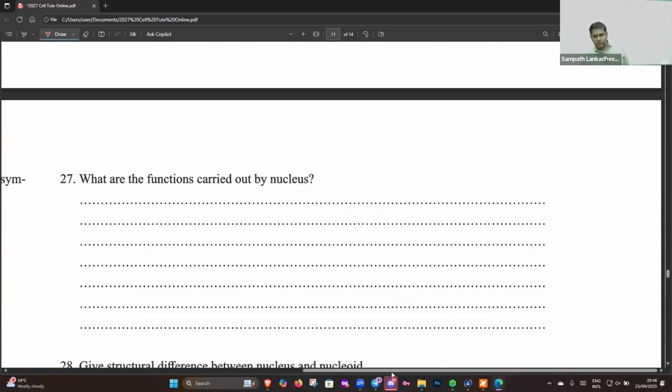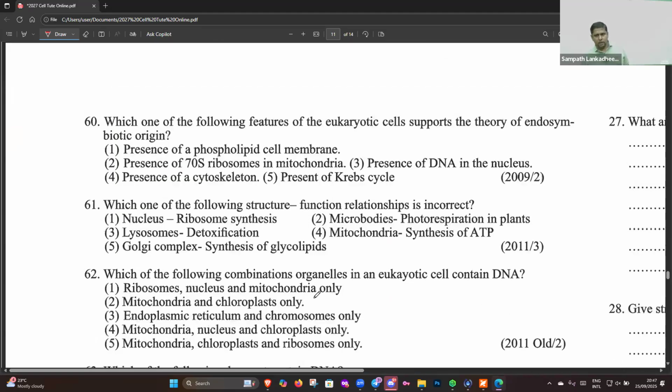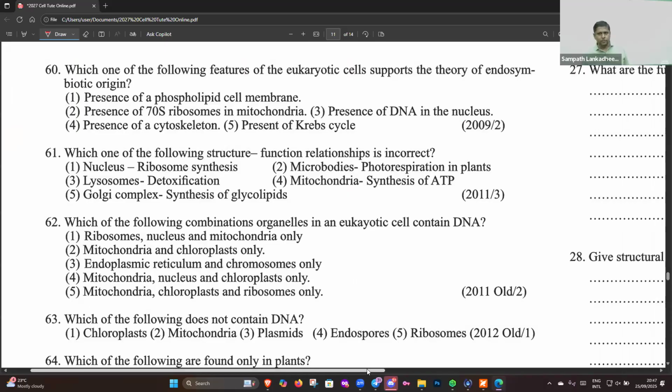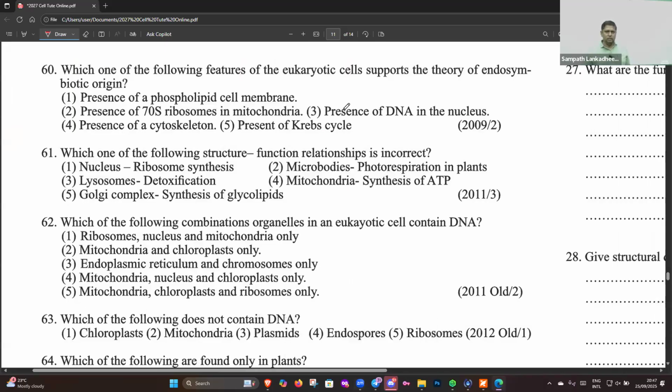So moving up. Question number 60. Which of the following features of the eukaryotic cell supports the theory of endosymbiotic origin? Now, this is somewhat out of syllabus, but I mentioned endosymbiosis means chloroplast and mitochondria had evolved from bacteria. That's the idea of endosymbiotic origin.